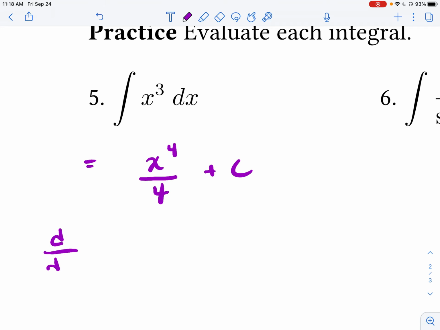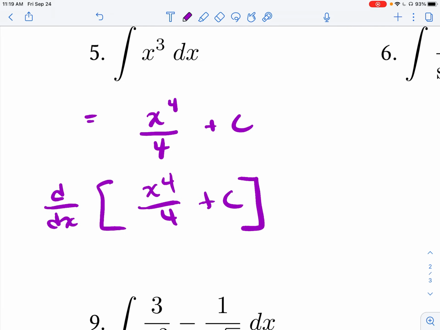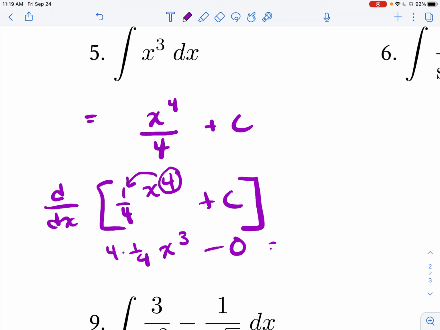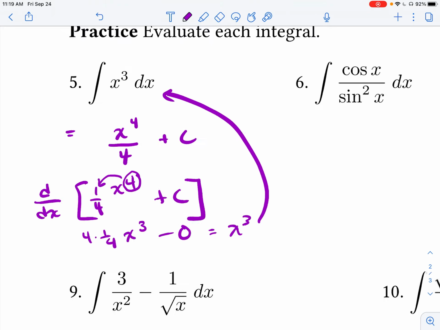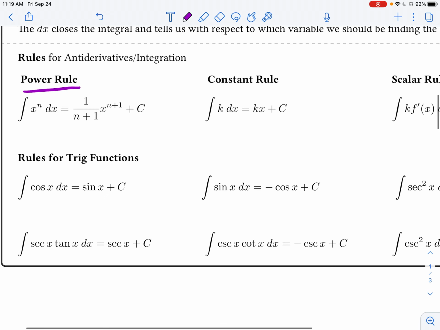Because if I take the derivative of this, what am I now doing? I'm going to do the power rule, or maybe I should write it as 1/4. This might make it a little bit easier. If I were to differentiate this, I would take that power, multiply by the coefficient, so 4 times 1 over 4. Then I'm going to decrement that power. The derivative of any constant is 0, and this would just give us x cubed, which is exactly what we had initially.